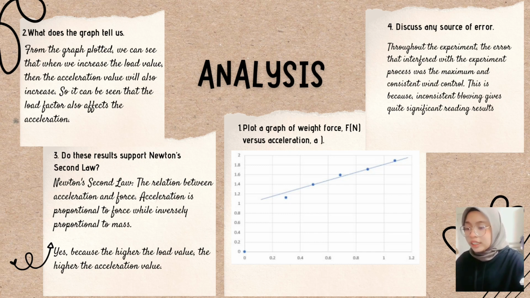Fourth, discuss any source of error. Throughout the experiment, the error that interfered with the experiment process was the lack of maximum and consistent wind control. This is because inconsistent blowing gives quite significant differences in the reading results.